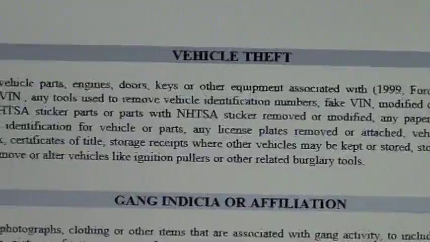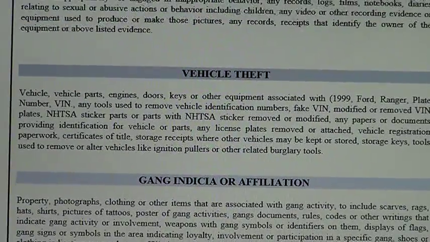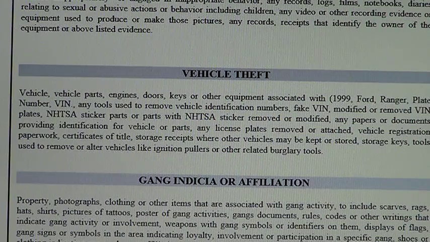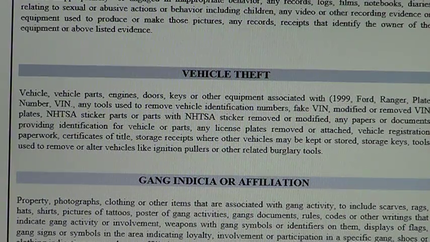If I'm doing a vehicle theft, I want to be looking for individual stuff on the vehicle theft: parts, engines, doors, keys, equipment associated with a 1999 Ford Ranger, plate number, VIN number, any tools used to remove vehicle identification numbers, fake VINs, modified NHTSA stickers, parts with NHTSA stickers removed, modified, etc. So that gives me permission to kind of look everywhere.